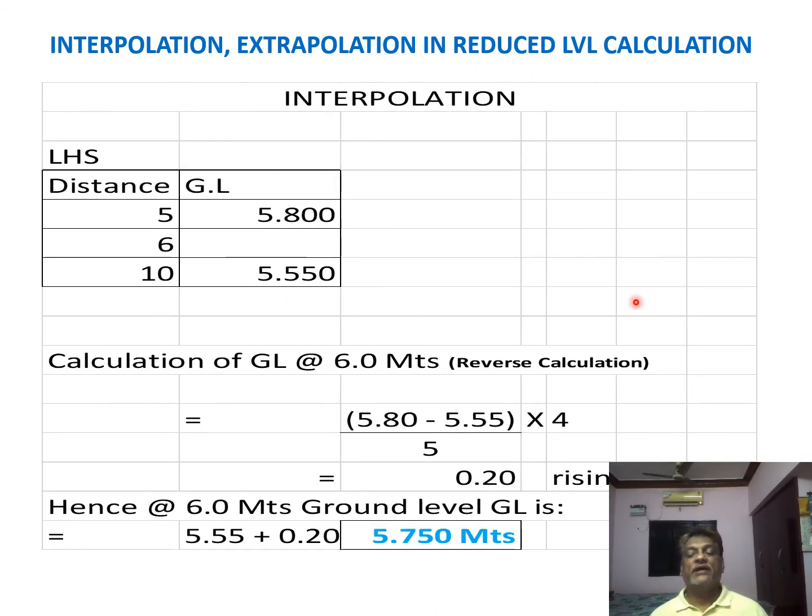And the same method of calculation applies here on the left hand side. Earlier we calculated from 5 to 6. Now we are calculating from 10 to 4. So we have taken the same 4 meter distance. It is rising, from 5.55 to 5.8, so we have added the plus sign. So 5.55 plus 0.2 is 5.75. So this is how the interpolation is done.